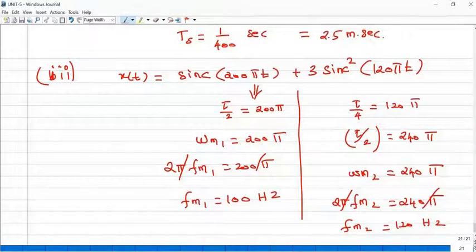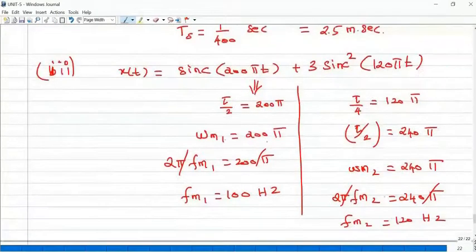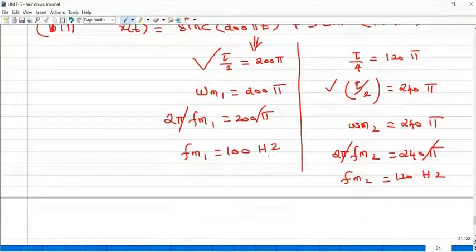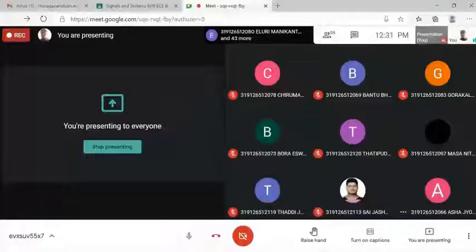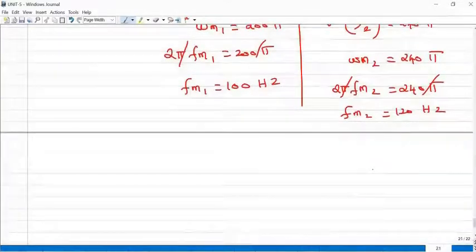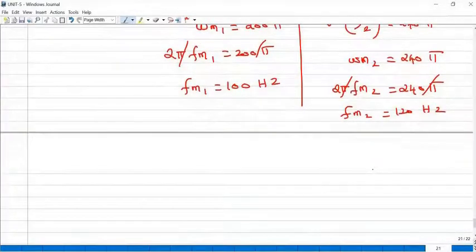So which is the highest frequency now? Two separate signals are there with different frequencies. A sinc pulse of something is equivalent to tau by 2, and for sinc square it is tau by 4, so you convert into tau by 2. That is your omega m value. 100 hertz Fm1, 120 hertz Fm2. So now what is the final Fm? It is 120.